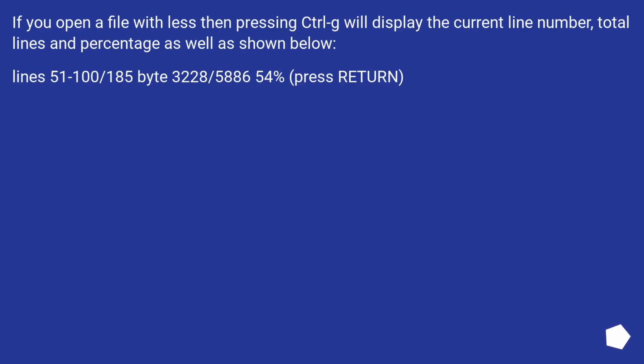If you open a file with less, then pressing Ctrl-G will display the current line number, total lines and percentage, as shown below. Lines 51 to 100/185, byte 3200/5886, 54%. Press return.